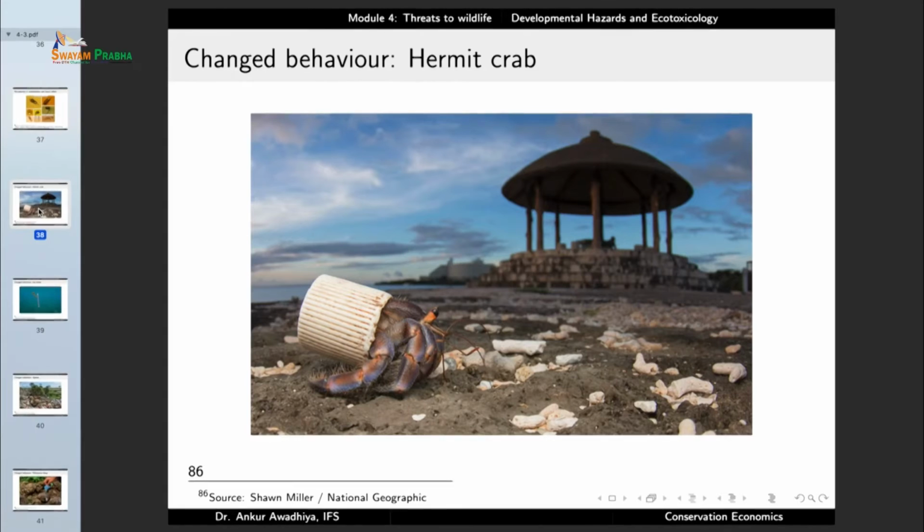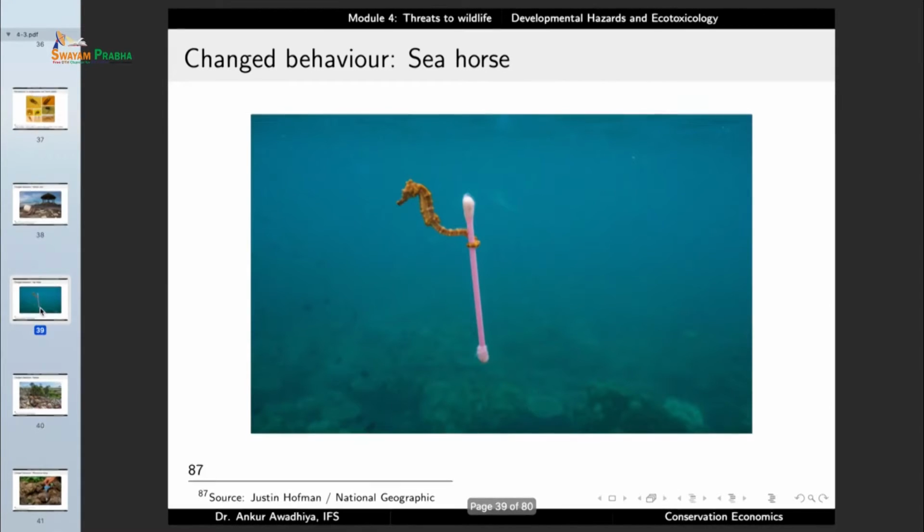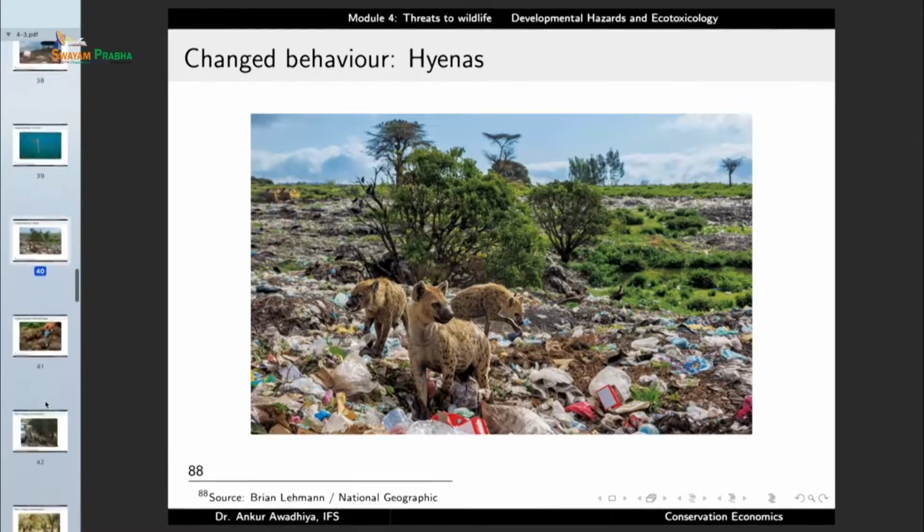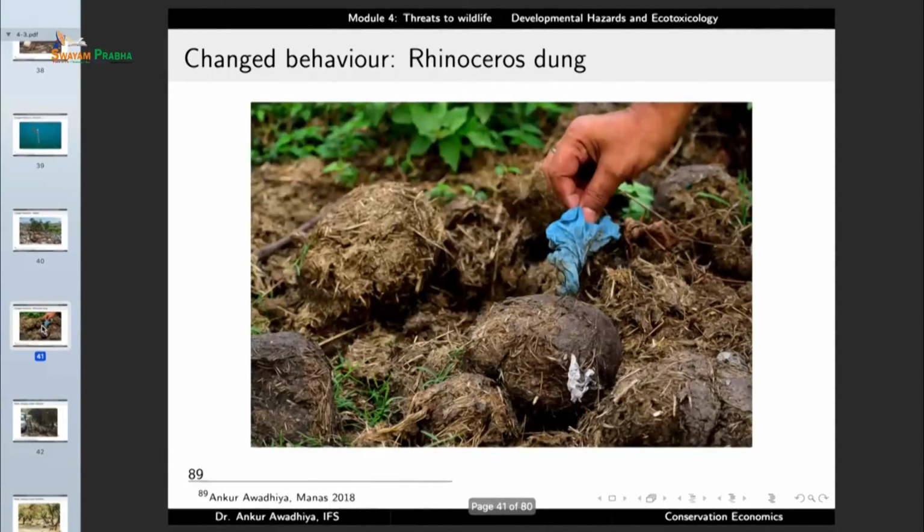We have trashed the planet to such an extent that organisms are getting more and more accustomed to these plastics. They are now using these plastics and showing behavior that is not natural. So this loss of natural behavior is also another hazard that we are observing. This image of a seahorse sticking to an earbud, or these hyenas living in trash, or this rhinoceros dung that we are finding full of plastics. Now, a rhinoceros in a natural environment does not eat plastics, but we are changing the behaviors of animals by trashing our planet. So this is another hazard of unsustainable economic growth.